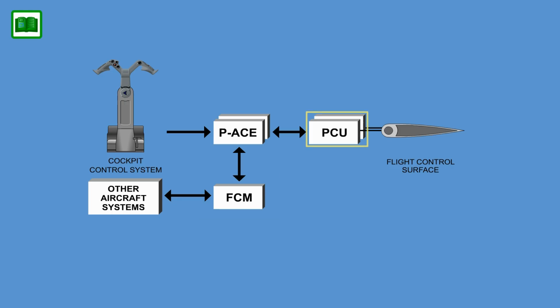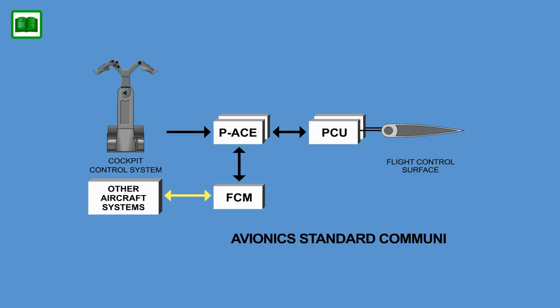The flight control modules provide software-based assistance to the primary ACE. Pilot inputs through the control column are combined with the digital control inputs from the flight control module to allow for high-level functions. The flight control module connects the flight control system to other aircraft systems via the ASCB bus, also referred to as Avionics Standard Communications Bus.